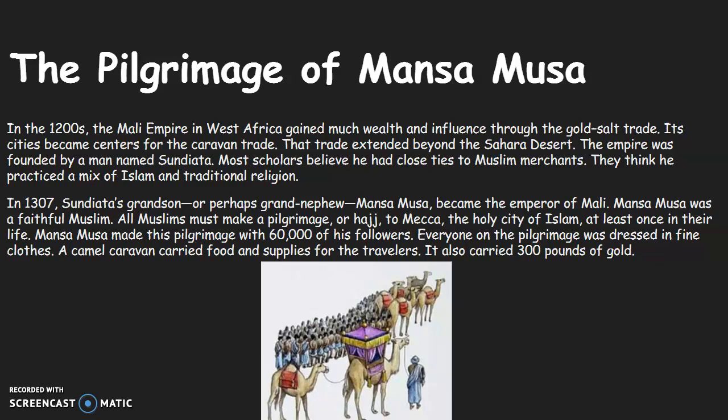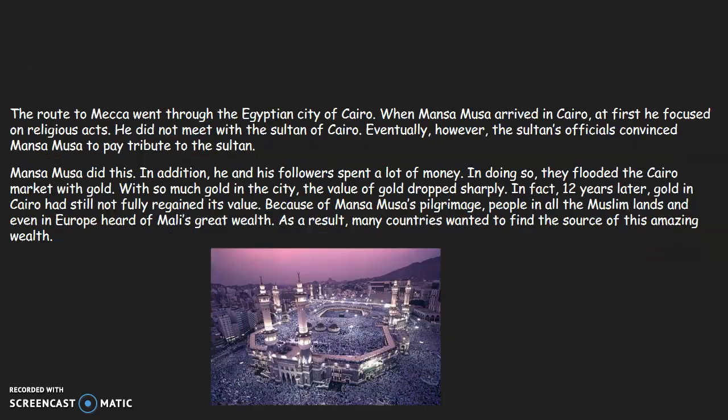In 1307, Sundiata's grandson, or perhaps grandnephew, Mansa Musa, became the emperor of Mali. Mansa Musa was a faithful Muslim. All Muslims must make a pilgrimage, or Hajj, to Mecca, the holy city of Islam, at least once in their life. Mansa Musa made this pilgrimage with 60,000 of his followers. Everyone in the pilgrimage was dressed in fine clothes. A camel caravan carried food and supplies for the travelers. It also carried 300 pounds of gold.